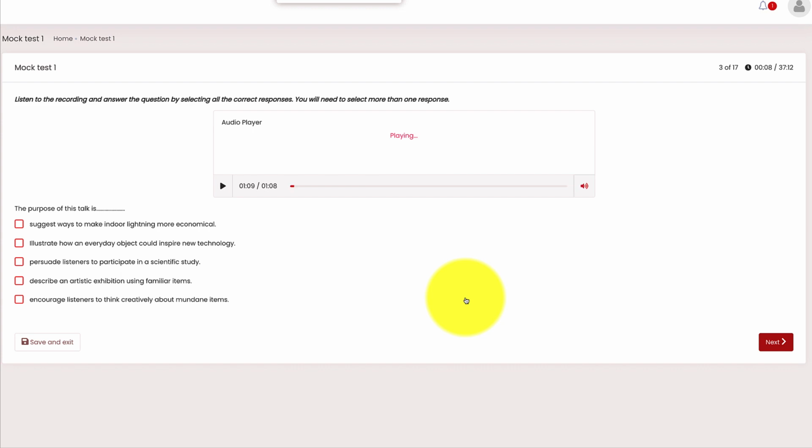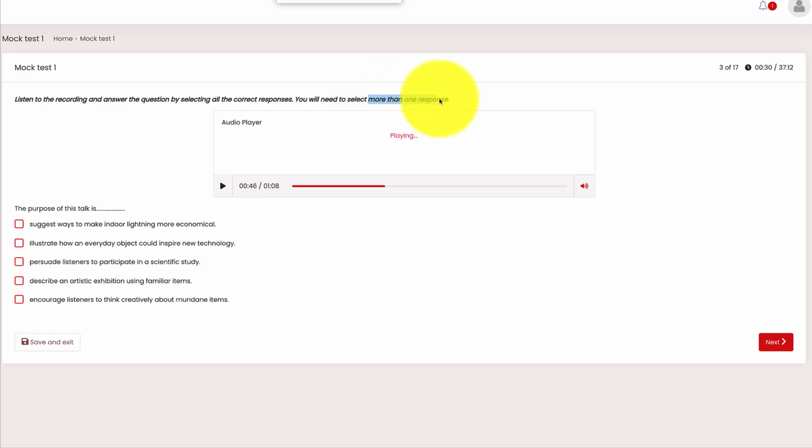And exactly like in reading, we have 2 different types of multiple choice questions. One in which more than 1 response is correct, as you can see here, and another in which only 1 response is correct, or we call them multiple right answer or single right answer.